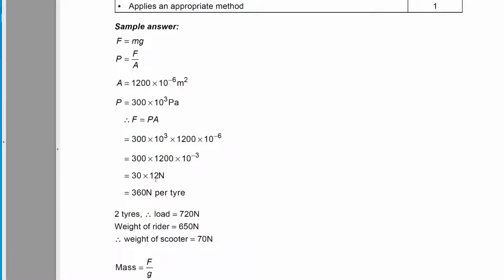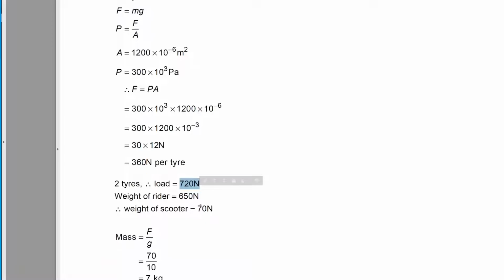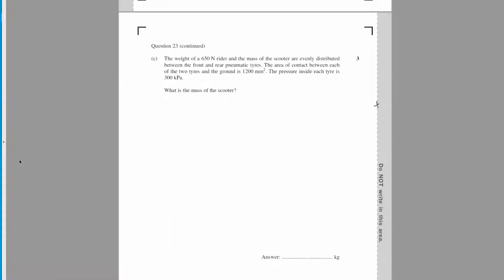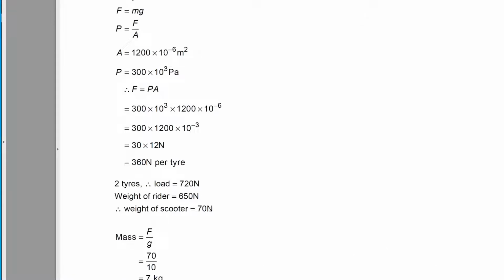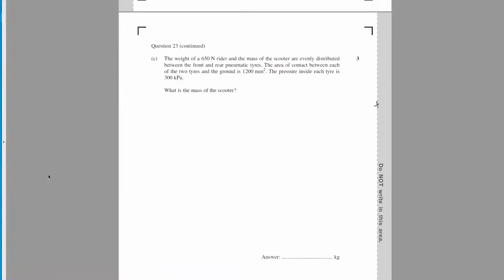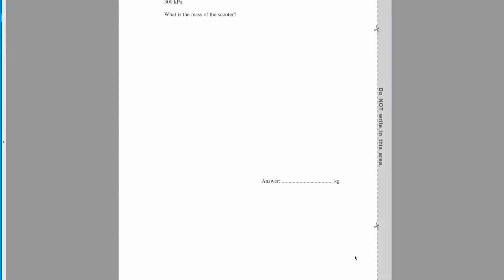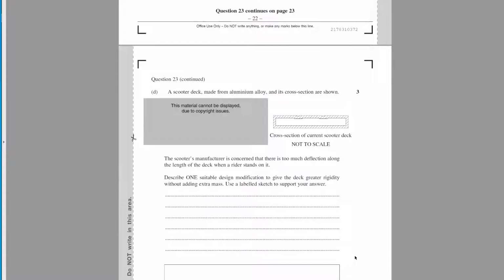Our tire pressure is going to be, they've crossed out those orders of magnitude, and some numbers, and they've got 36 newtons per tire, which gives us 720 newtons total. Then we take away the weight of the rider. Do they give us the weight of the rider in newtons? Great, what physicists they are. That gives us 70 newtons left over, so that's 7 kilograms. It's slightly more, but we're allowed to use gravity as 10 in our subject.